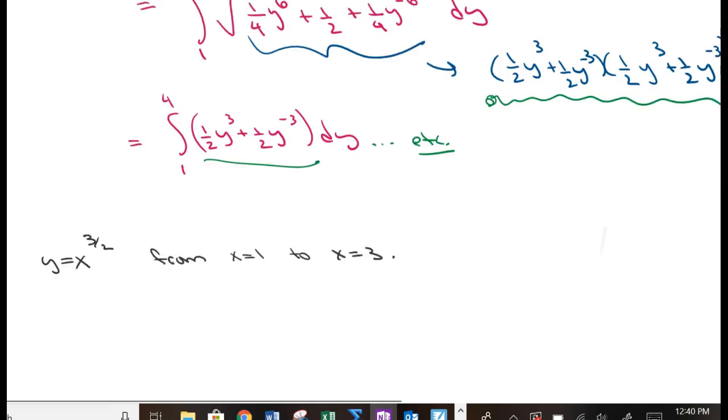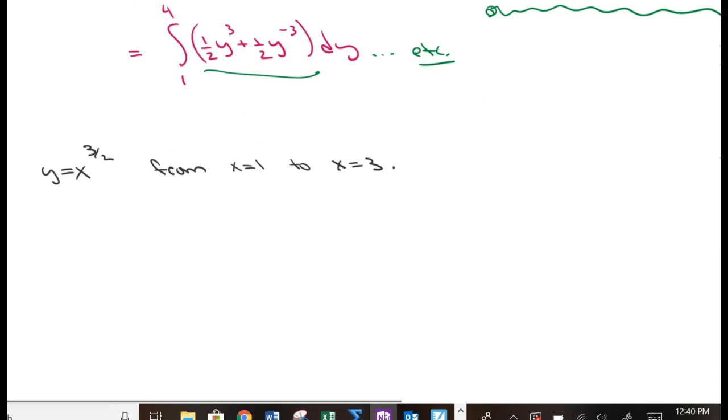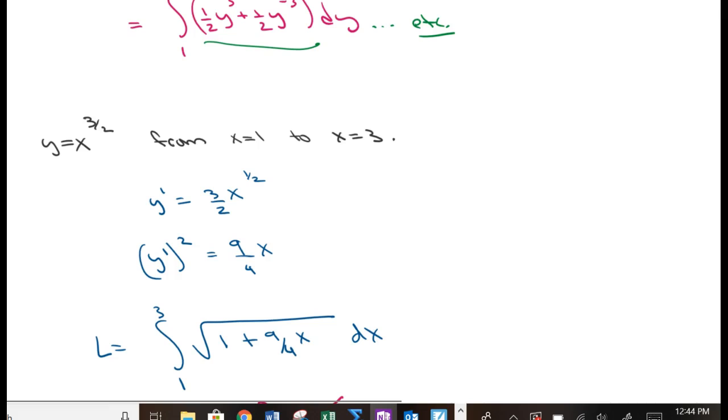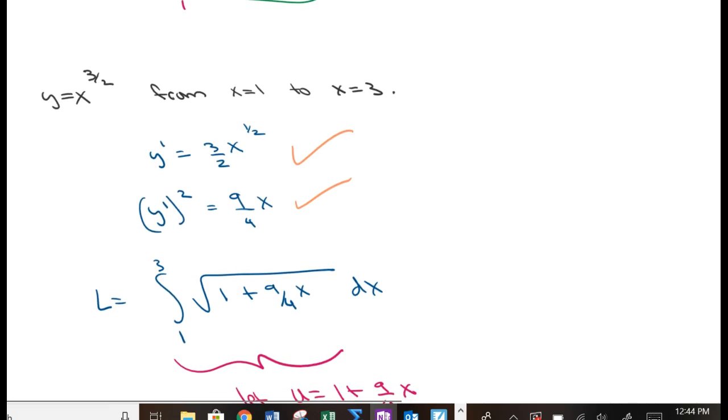y equals x to the 3/2. This is a curve that comes up a lot in arc length questions. y equals x to the 3/2, also y equals x to the 2/3, because when you set it up, the work is in the derivatives. So here is y prime right here. Here is y prime squared. And then here is when I put everything into the integral expression for the arc length.